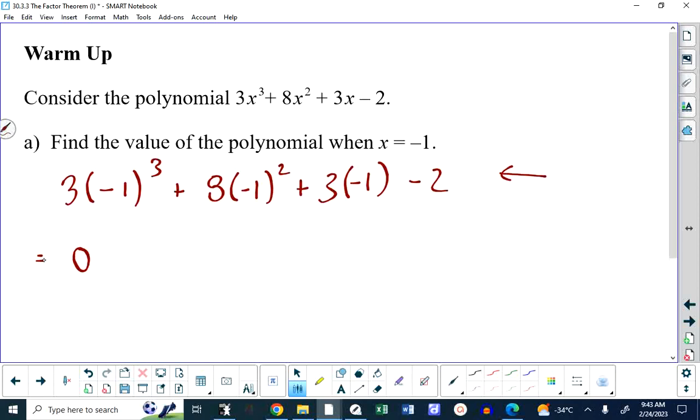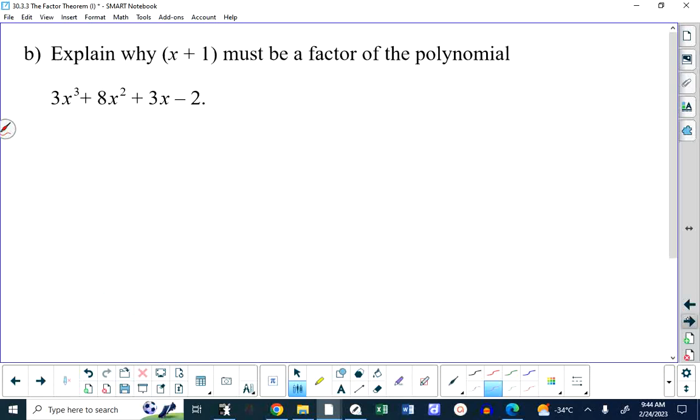Okay. So what we're saying, and we can, if we like, call this polynomial p of x, is p of x when x is -1 is 0. We're saying the polynomial has a value of 0 when x is -1. And I'm going to jump right now to the important part of this lesson. Why does that mean x plus 1 is a factor?